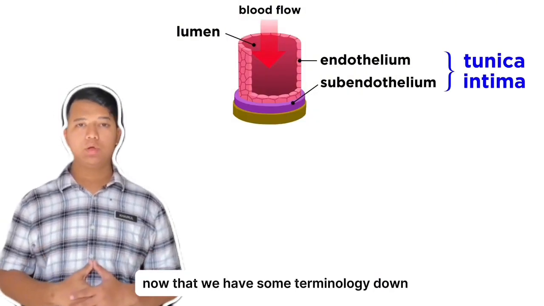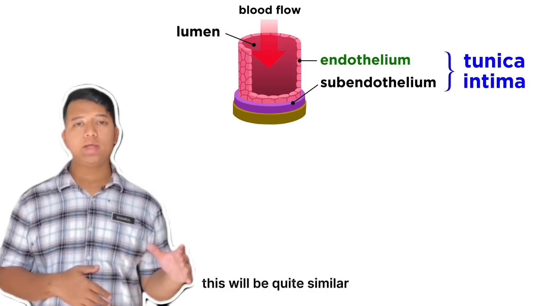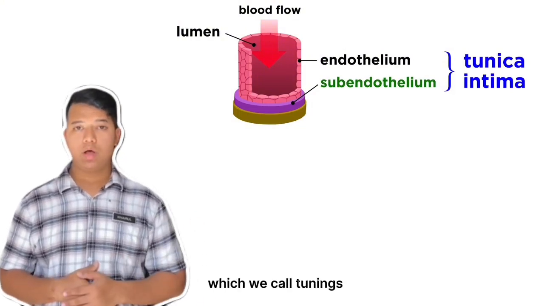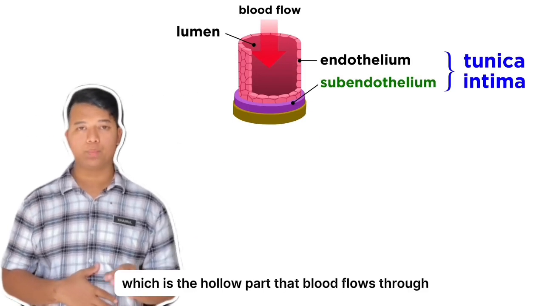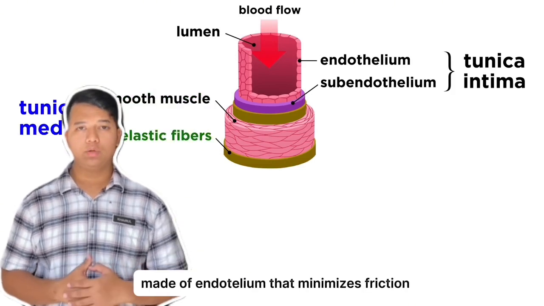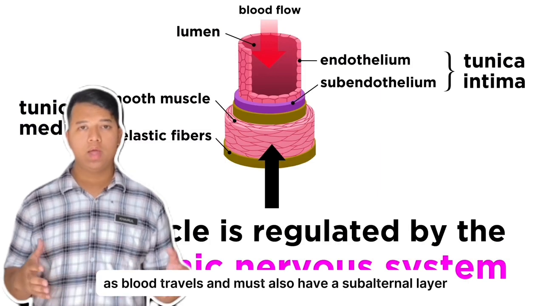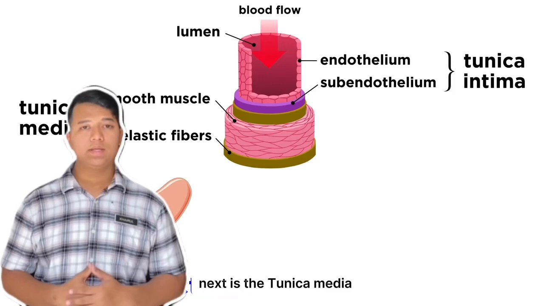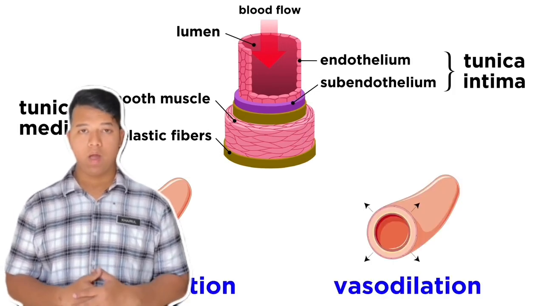Now that we have some terminology down, let's learn a bit about the structure of blood vessels. This will be quite similar regardless of the type of vessel, and they all have three layers, which we call tunics, that surround the lumen, which is the hollow part that blood flows through. The first is the innermost tunica intima, made of endothelium that minimizes friction as blood travels, and also has a subendothelial layer made of loose connective tissue. Next is the tunica media, made of smooth muscle cells and elastic fibers.